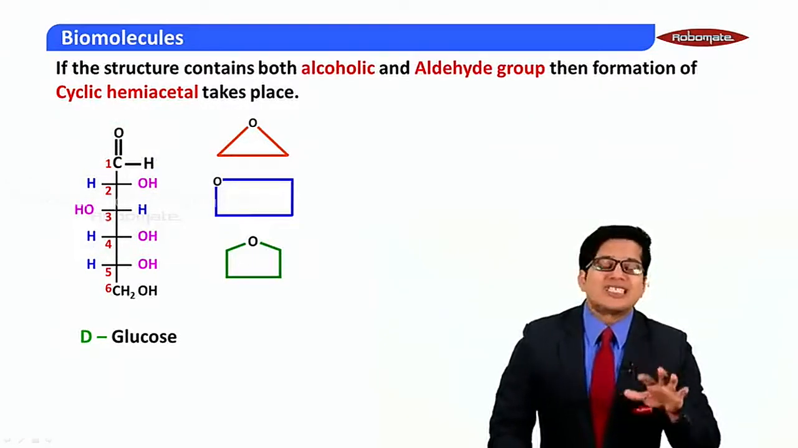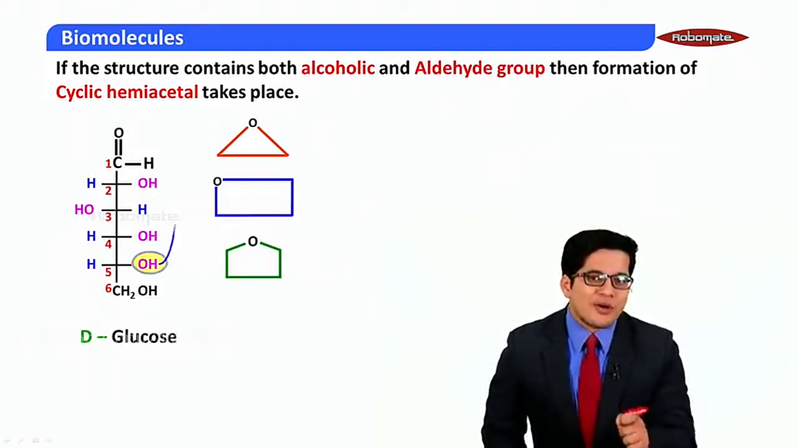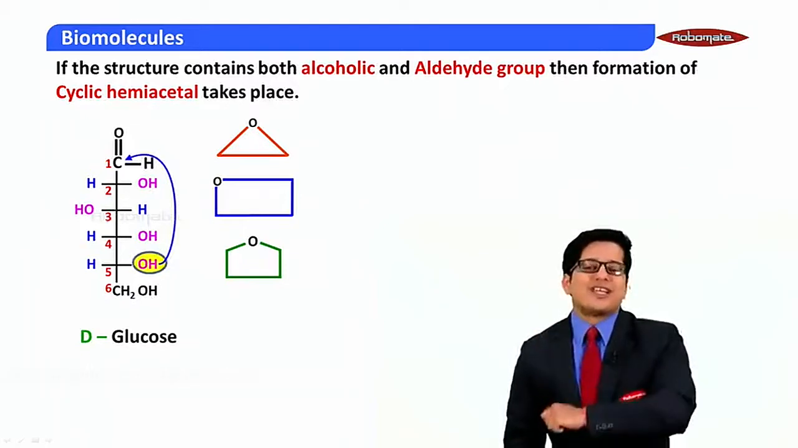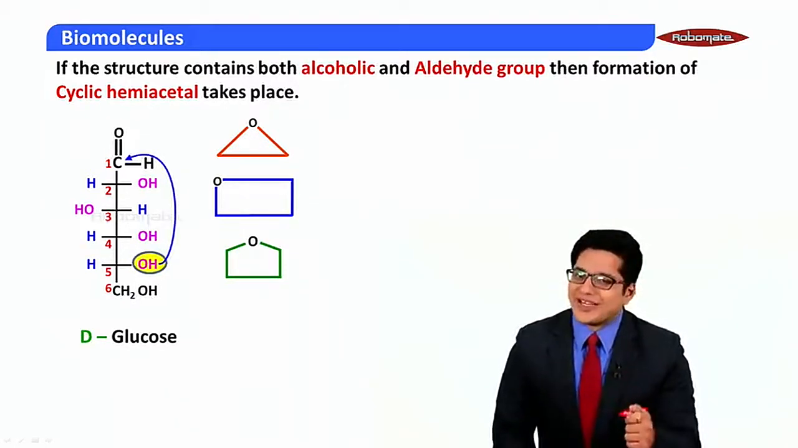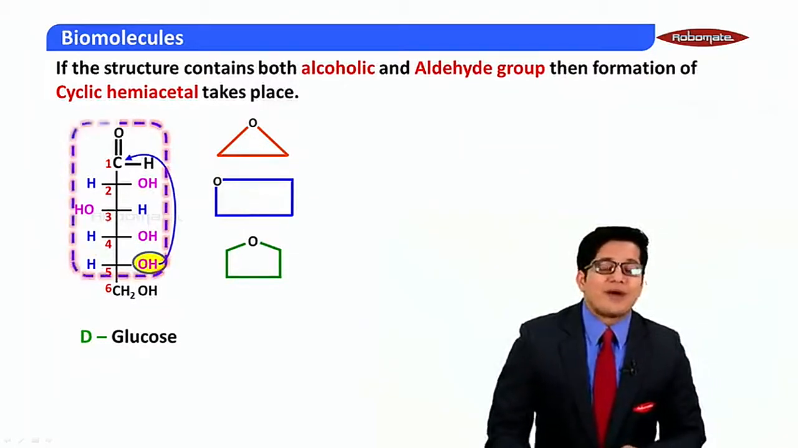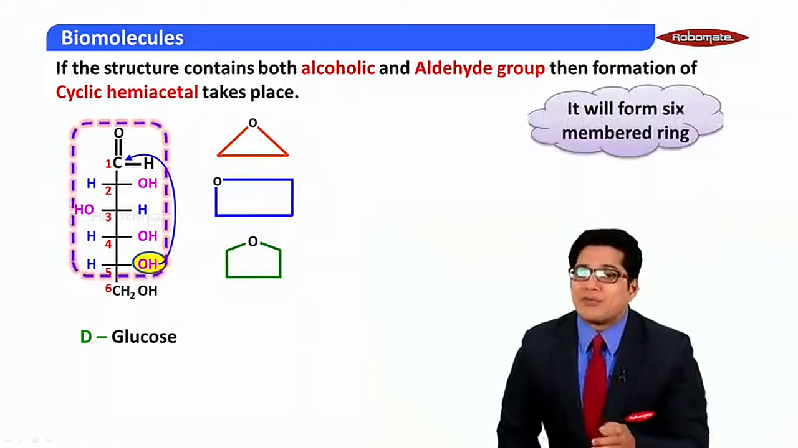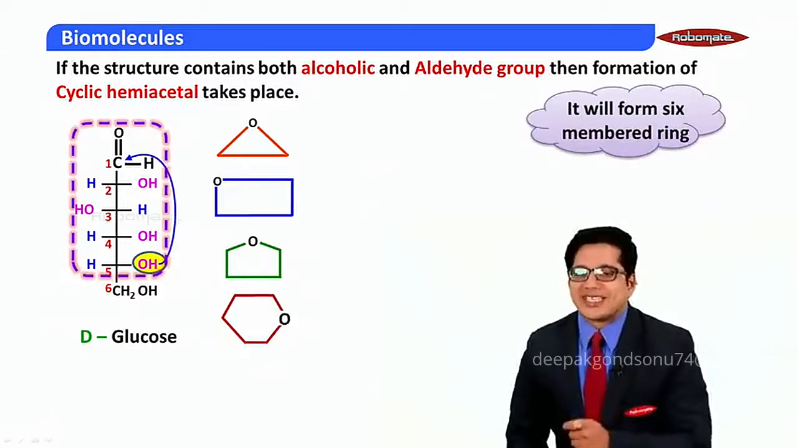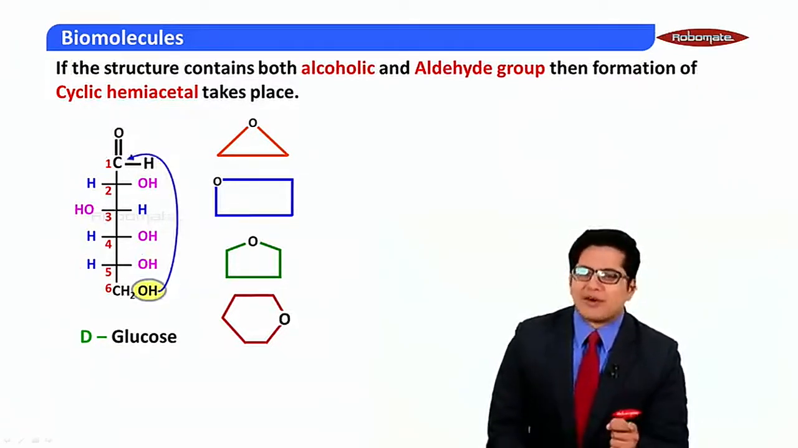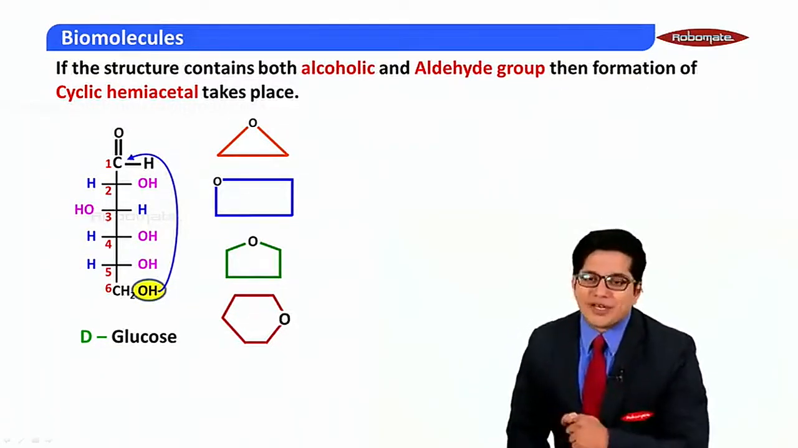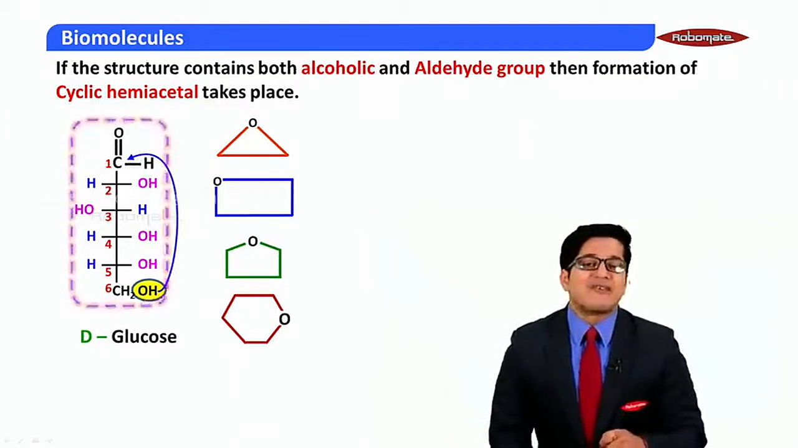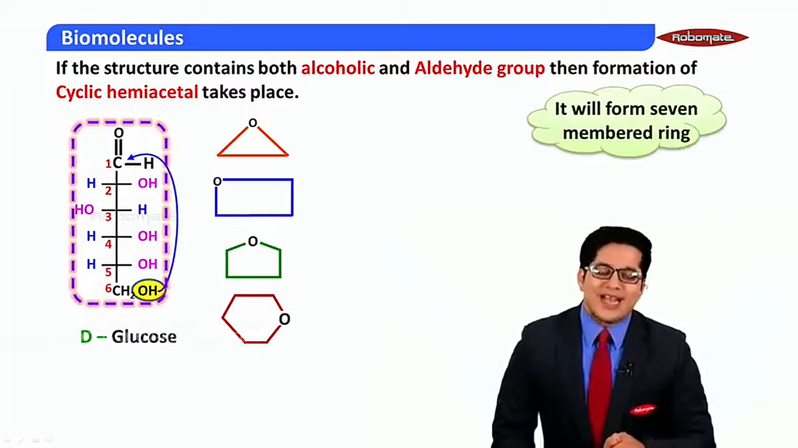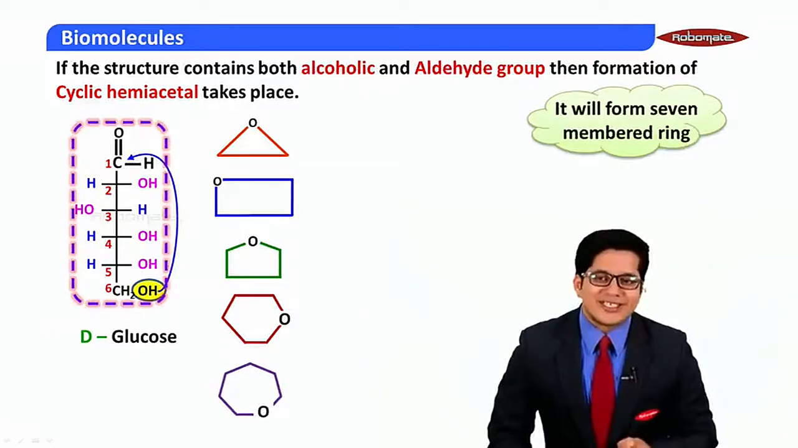Similarly, if the second last carbon's OH goes and attacks the carbonyl carbon, then we are going to get a compound in which the ring would be a 6-membered ring, something like this. And finally, if the 6th carbon OH attacks onto the carbonyl group, we would get a 7-membered ring, and the ring would be something like this.